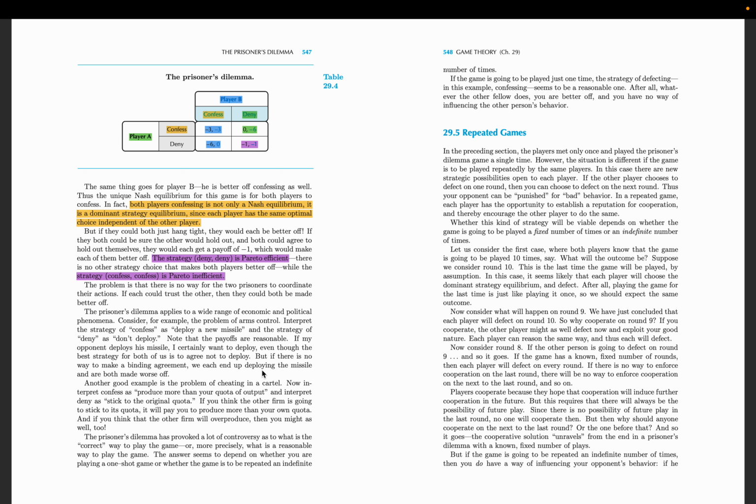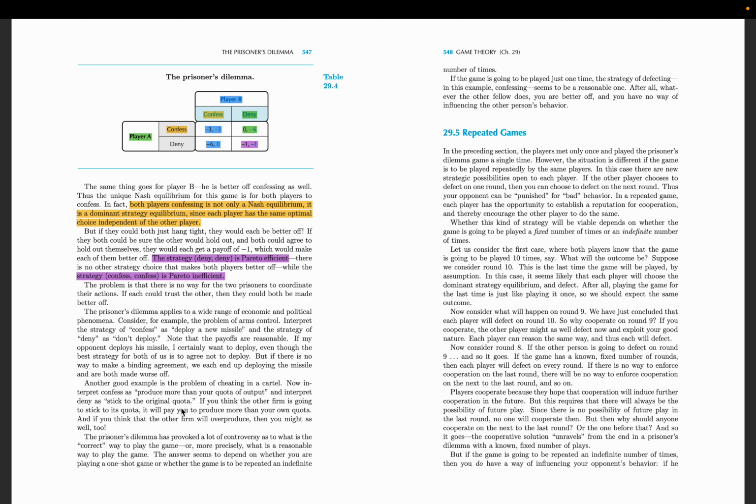If there is no way to make a binding agreement, we each end up deploying the missile and are both made worse off. So it's basically redefining this whole setup as an arms control problem of deploying missiles and not deploying missiles. We both end up deploying because we don't know if the other one is going to deploy or not. It's a Pareto inefficient outcome because it makes both of us worse off. Only if we trusted or knew that the other one is not going to deploy, we would not have deployed either, and there would be no issues. Same as the prisoner's dilemma, they would both get out with just 1 month.